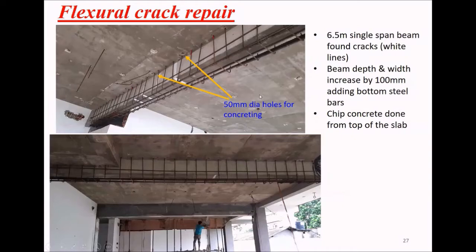You know, we have to increase the beam depth and we have to introduce the reinforcement bars, and the difficulty is the concreting of this kind of area. So we have to provide small 50 millimeter dia holes through the slab. Then we happen to cast on top of the slab. Then we happen to increase the beam width and the depth both. Right?